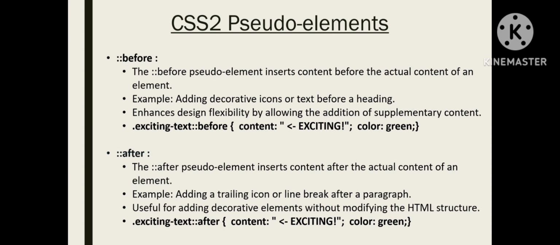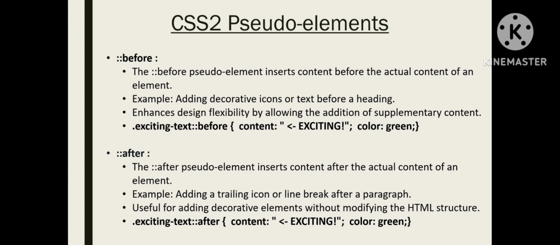In the example, I am selecting an element having class exciting text, and then I have applied the pseudo element before over it, and then I have inserted content exciting having color green. It means exciting text will be inserted before the element which we have selected.